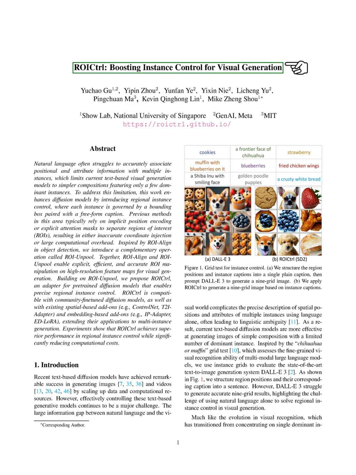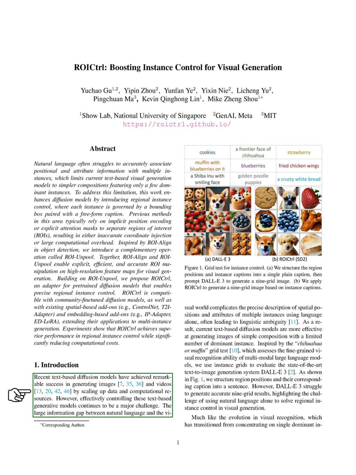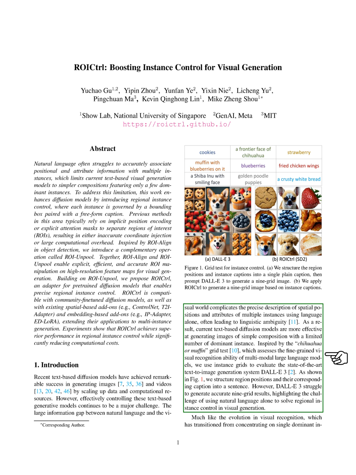Section: Introduction. In this section, we discuss the advancements in text-based diffusion models that have successfully generated images and videos by utilizing larger datasets and computational power. However, we face significant challenges in effectively controlling these models. The gap between natural language and visual representation makes it difficult to accurately describe the positions and characteristics of multiple objects, often resulting in confusion. Consequently, these models perform better with simpler images that feature fewer dominant elements.